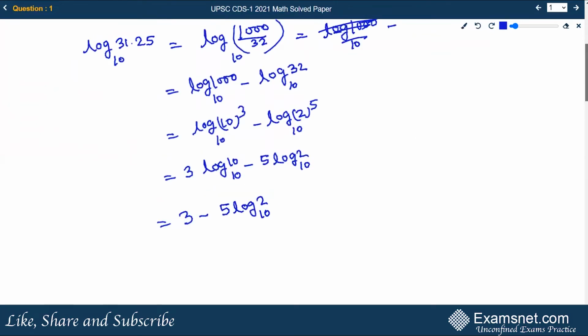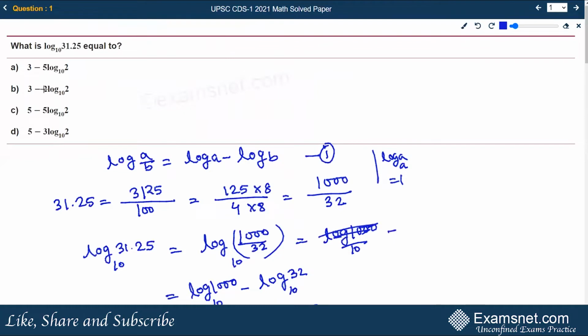So let's check the options. 3 minus 5 log 2 to the base 10. So option A is the correct answer here.